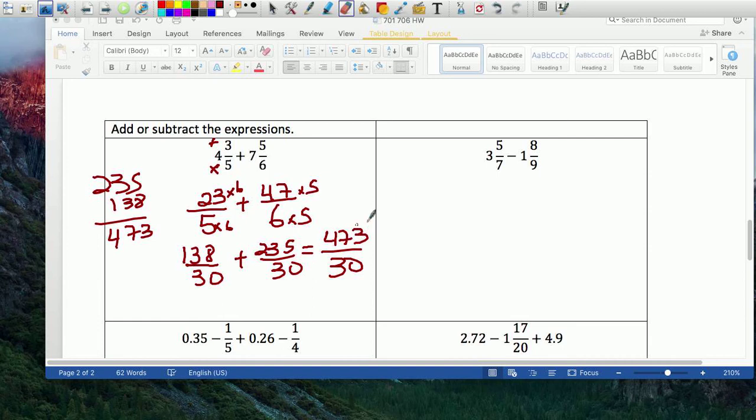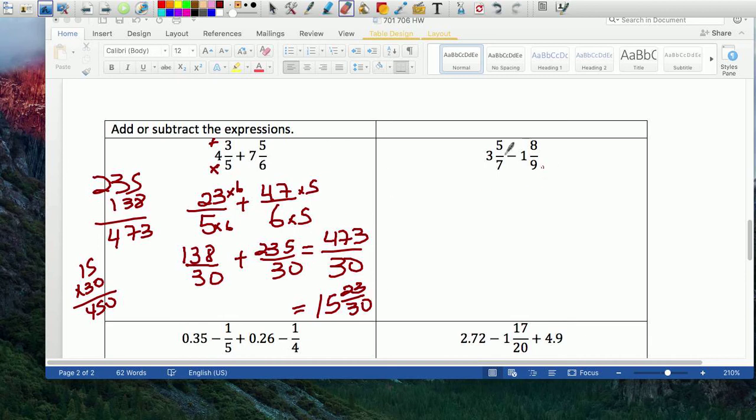And 30 can go into 473 a bunch of times, and I'm going to say it's 15 times. I think it's 15. 15 times 30 equals 450. Yeah, so it's going to be 15 times, because 15 times 30 is 450, right? So how much do I have left over from 450 to 473? I have 23 left over 30. Okay, I think that's the correct answer.